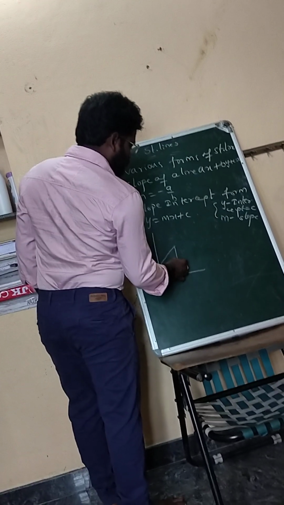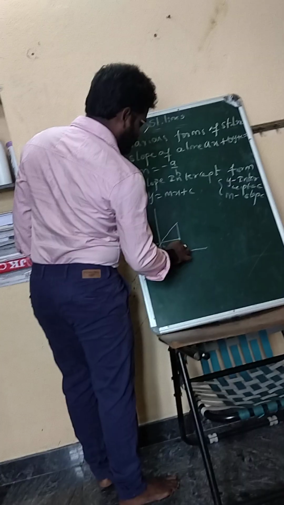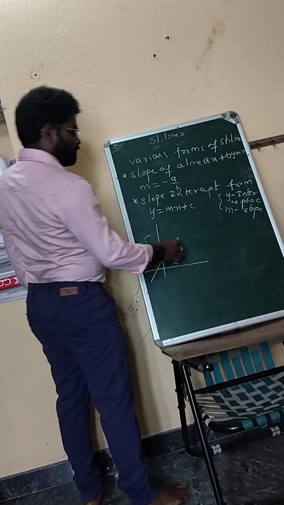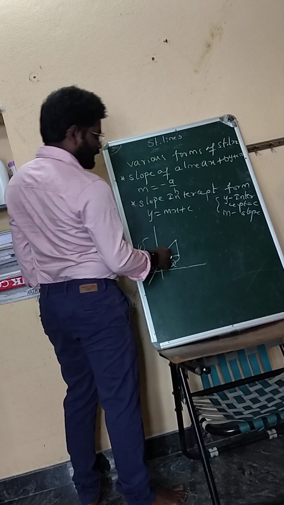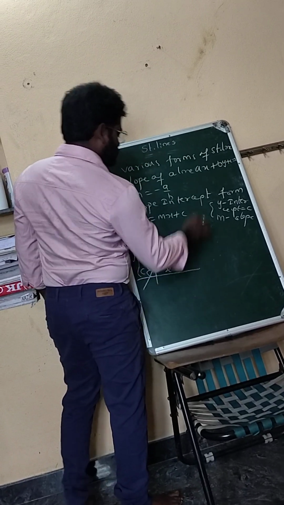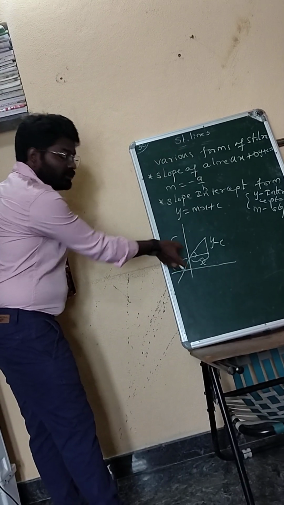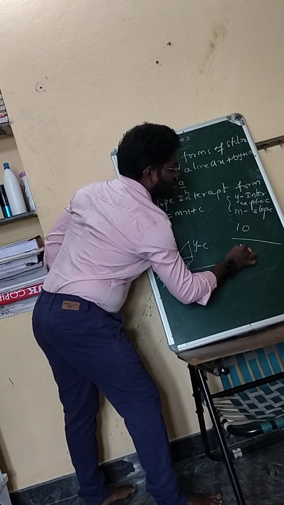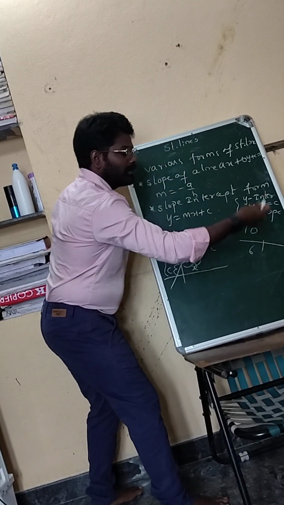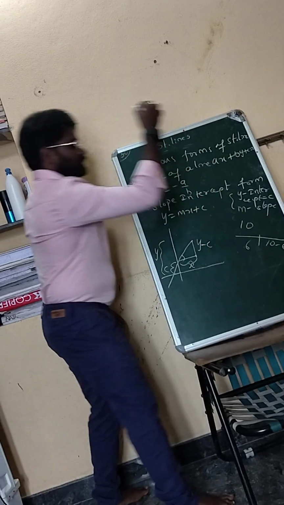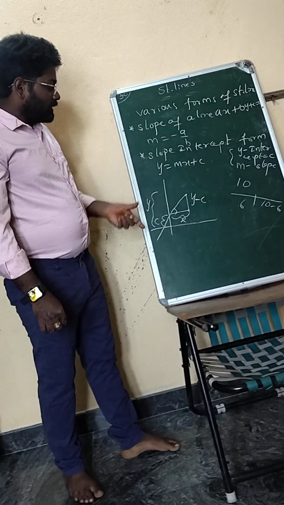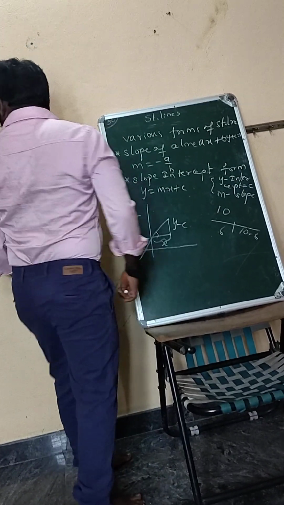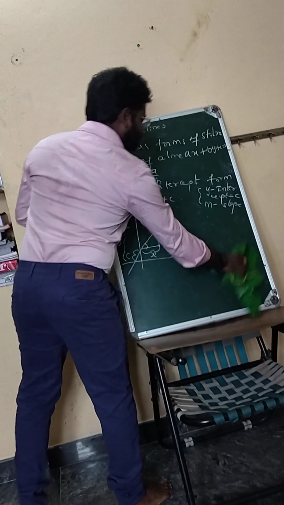Next, this distance is x, and the remaining total distance is y. Once you observe that, this is the angle, and the distance is y minus c. Total distance is y, and some distance is c. Small example: total distance 10, the distance 6. What about the remaining distance? 10 minus 6. Same condition: total distance y, small distance c, remaining distance y minus c.